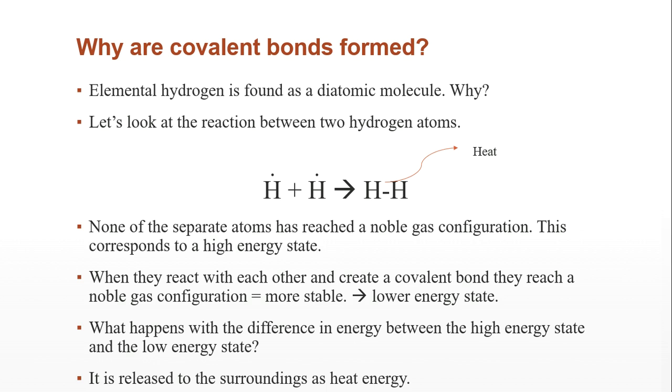So we find hydrogen, for example, including other small elements, as diatomic molecules because when there's one hydrogen atom, there's typically another, and they will react spontaneously to form a more stable version of hydrogen.